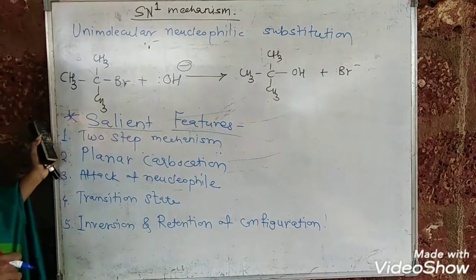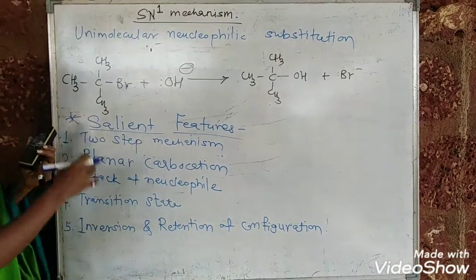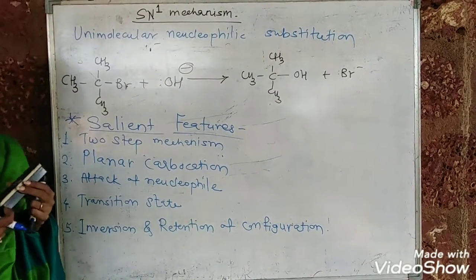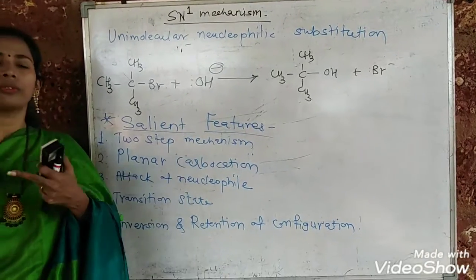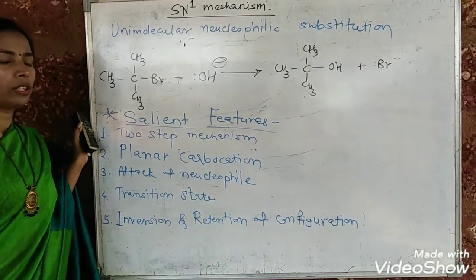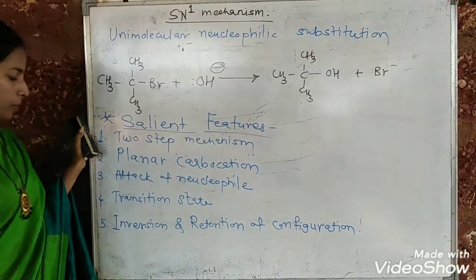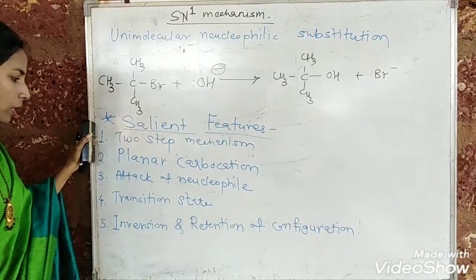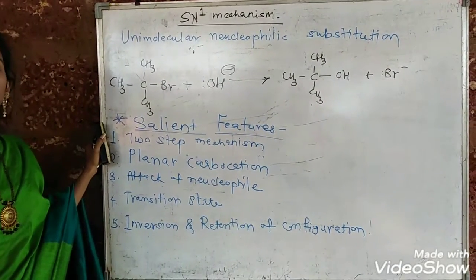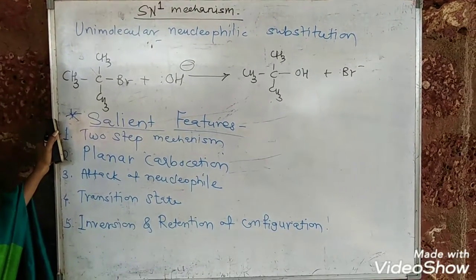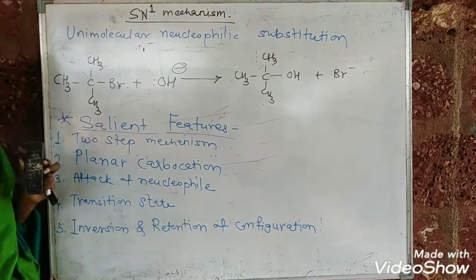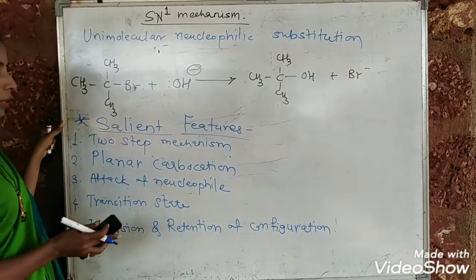The third feature is the attack of the nucleophile. Unlike the SN2 mechanism, in the SN1 mechanism, the nucleophile can attack from both sides, from the front side or from the back side. The fourth feature is the transition step. Here there are 2 transition steps formed because there are 2 steps. And the fifth feature is inversion and retention of configuration. The product formed is a mixture of 50% inversion and 50% retention, because the attack of the nucleophile is from both the sides. So these are the 5 features of the SN1 mechanism. Now we will discuss them in detail.